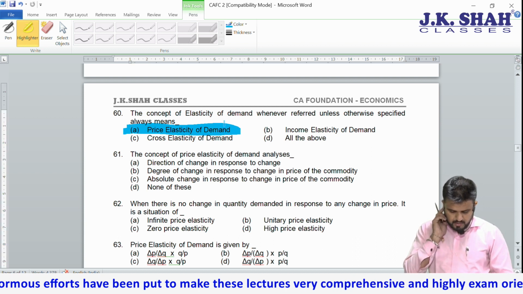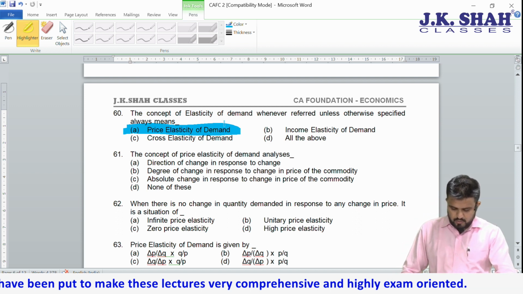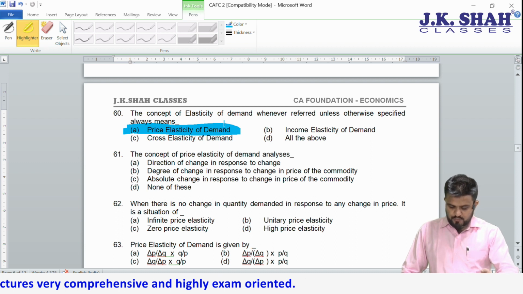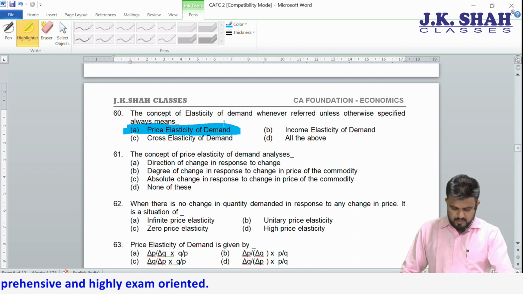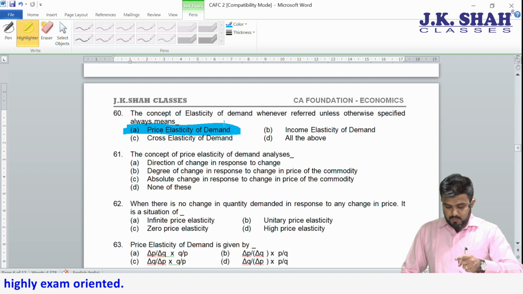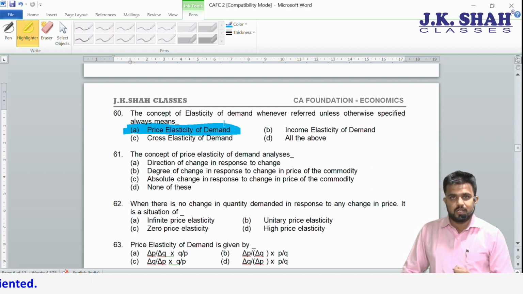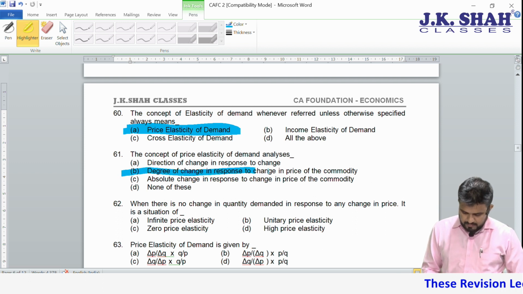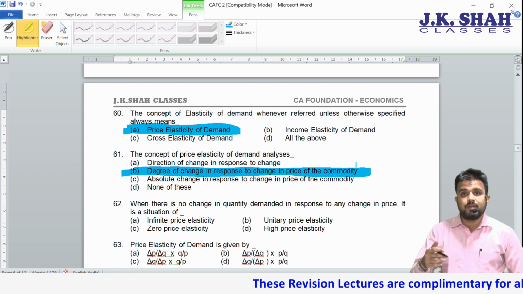Next, the concept of price elasticity of demand analysis. 61. First, direction of change in the response to change, degree of change in response to change in the price of the commodity. So correct answer is degree, so option B. To what extent demand will change?